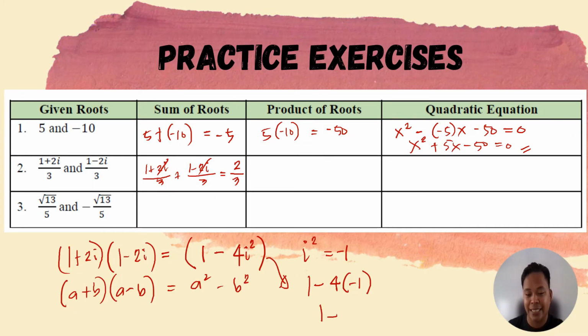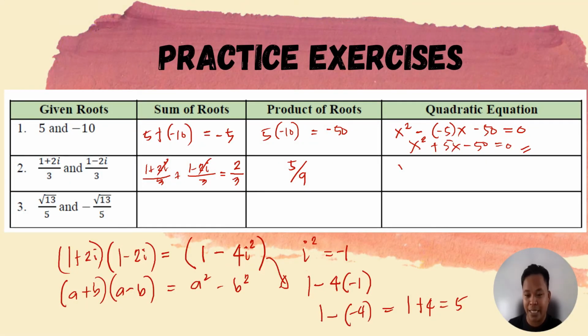Minus 4 times negative 1 is negative 4. Then we have 1 plus 4 is equal to 5. Therefore, the product of the roots is equal to 5 as the numerator, then we're going to multiply the denominator. 3 times 3 is equal to 9. We have 5 over 9.